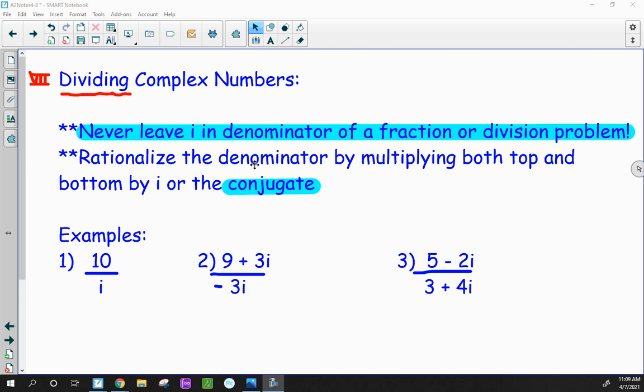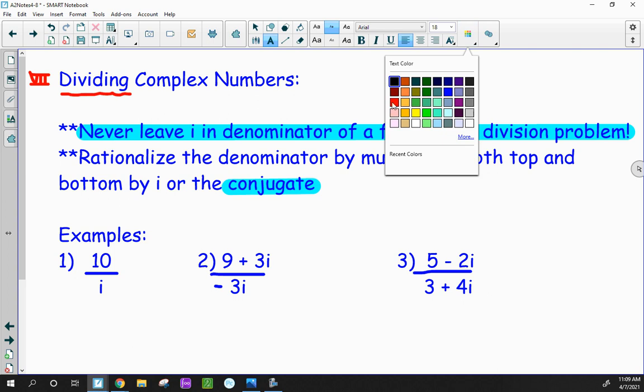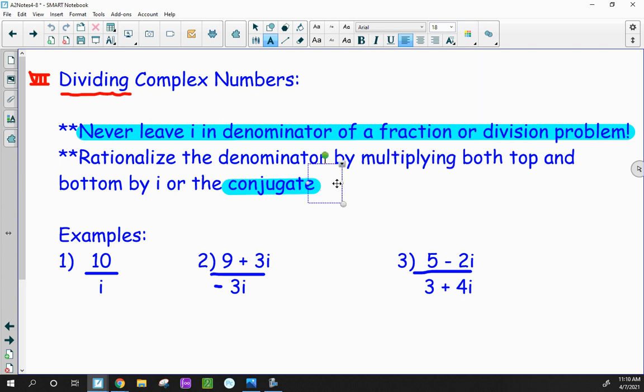Rationalizing the denominator means that you're going to multiply both the top and the bottom of your problem by i, or by the conjugate. Conjugate means that you're going to change the sign of the middle term.